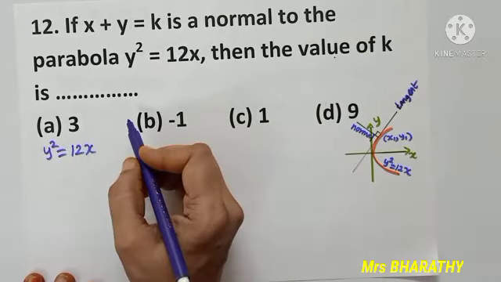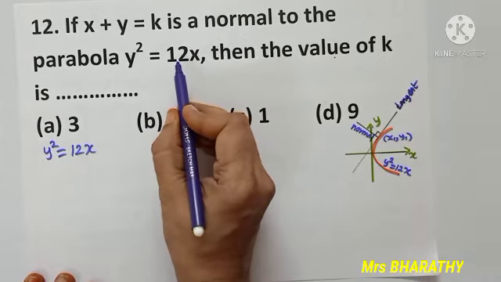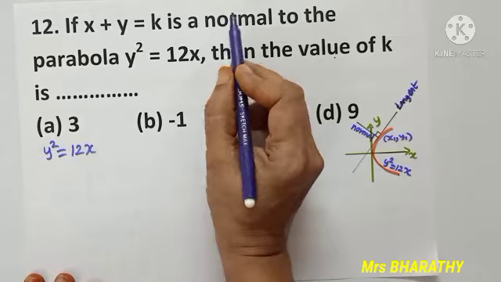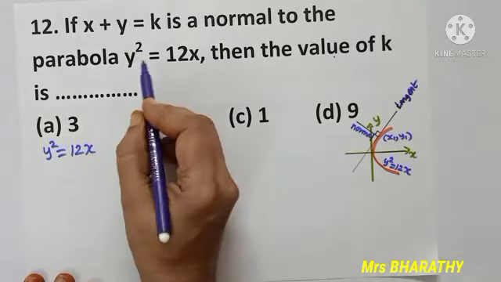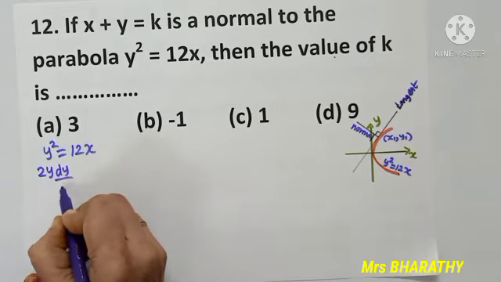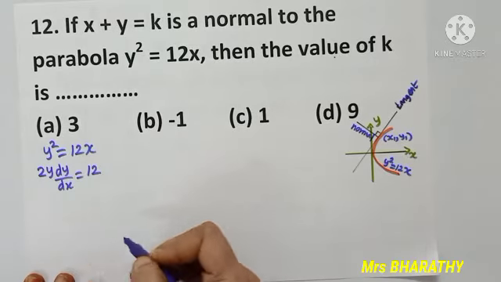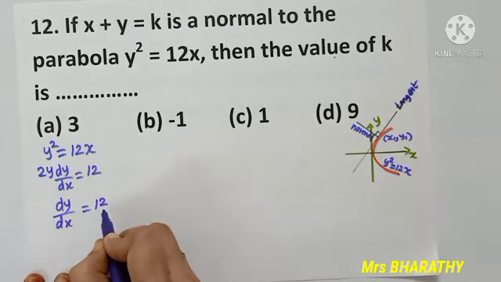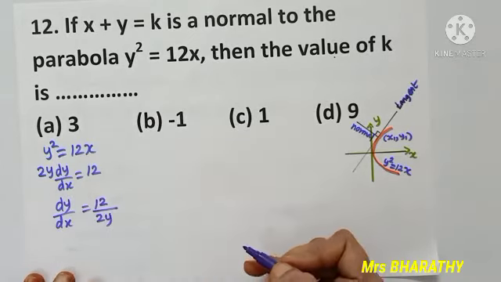We know tangent slope is nothing but dy by dx. Normal slope is the minus reciprocal. So let me differentiate. Y square becomes 2y dy by dx, and 12x becomes 12. So what is dy by dx? It is 12 by 2y.